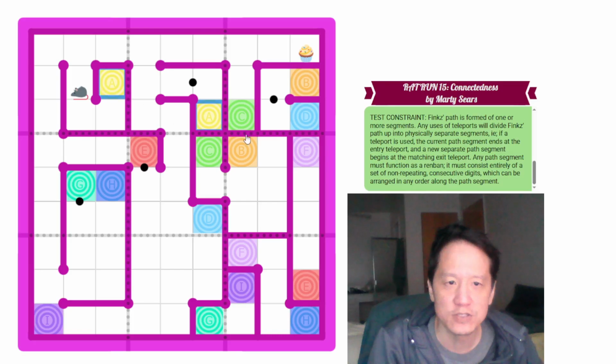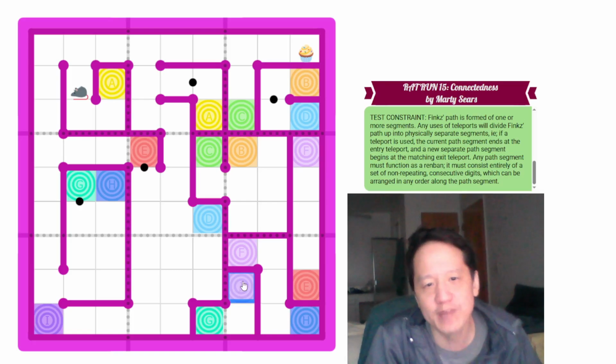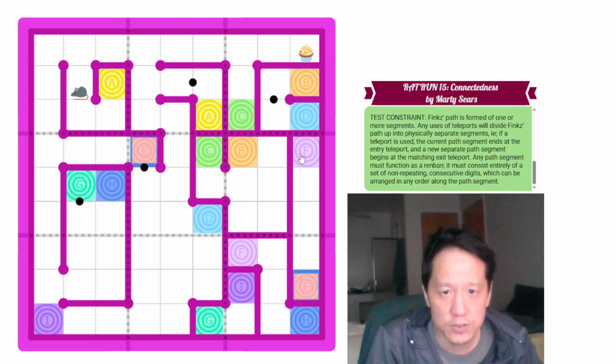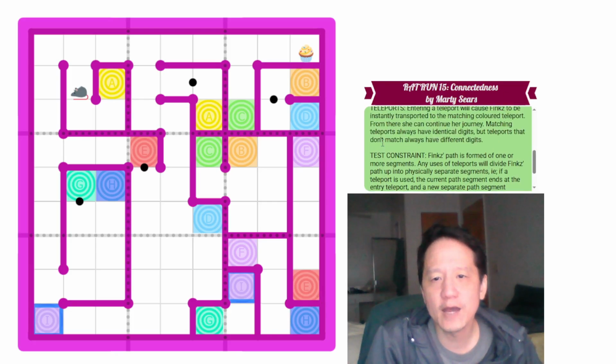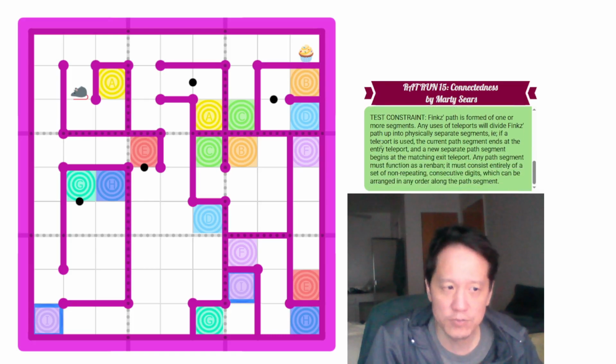And as you can see, we have teleports labeled from A through I, which is 9 digits. So we have 9 distinct digits in all of the teleports, because we have A here, B here, C here, D here, E is these two, F is these, we have G, H, and I. And they have to be different digits if they are different letters or different teleports. And those are the rules about teleports.